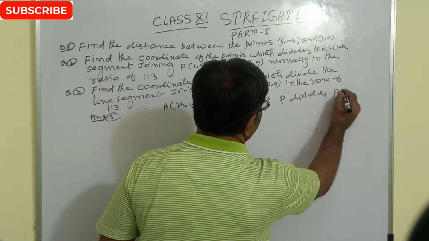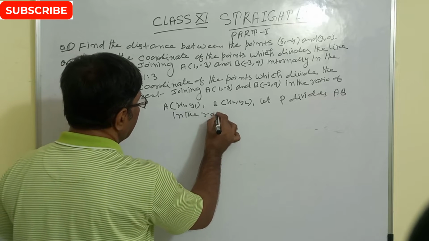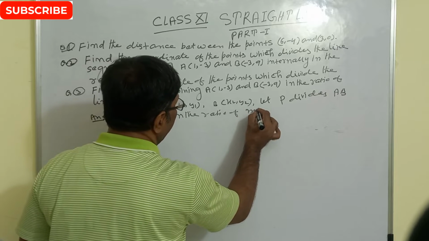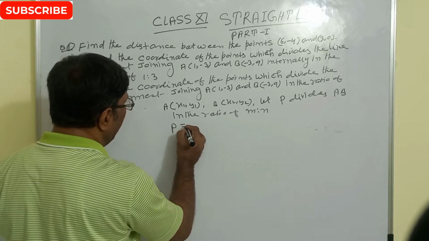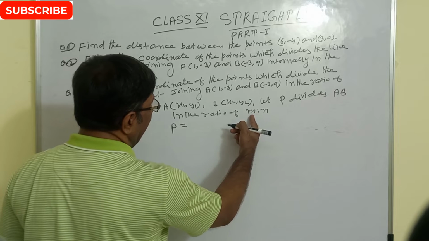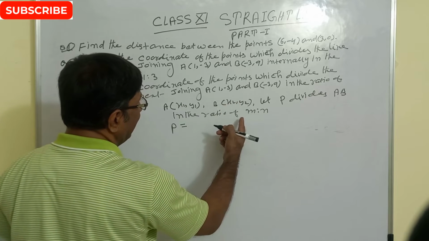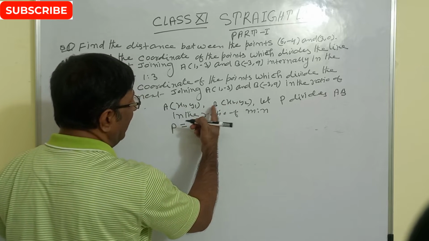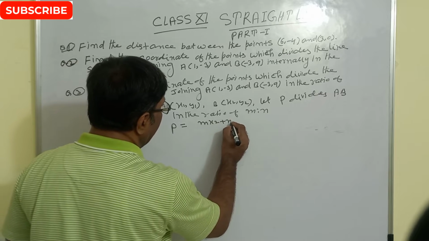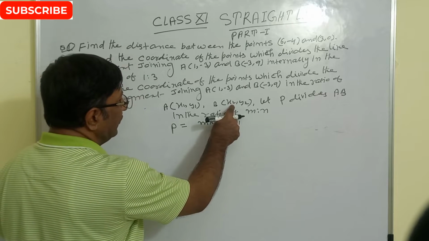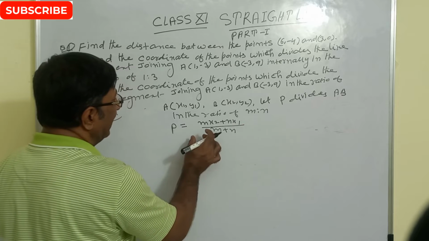let P divide AB in the ratio of, suppose, m:n. Then coordinate of P equal to what? Your formula is: this is x1, y1, point A, x2, y2, point B, and there is a P which divides AB in the ratio of m:n. Then our formula is (m x2 plus n x1), that is m multiply x2 plus n multiply x1, and this divided by what? That is m plus n, when it divides internally.